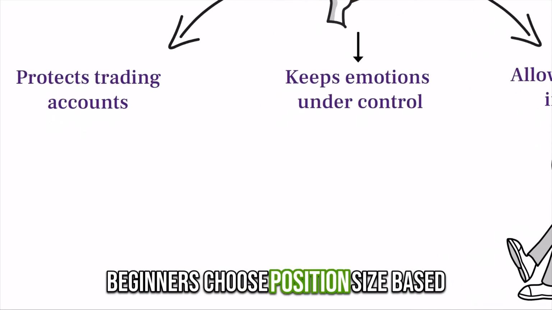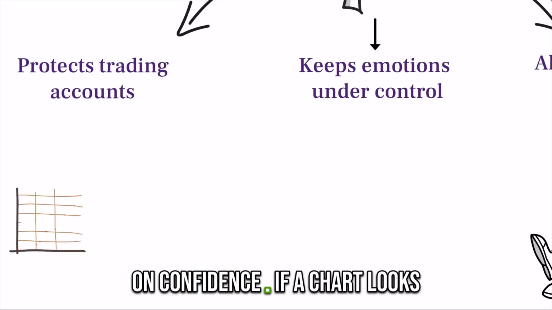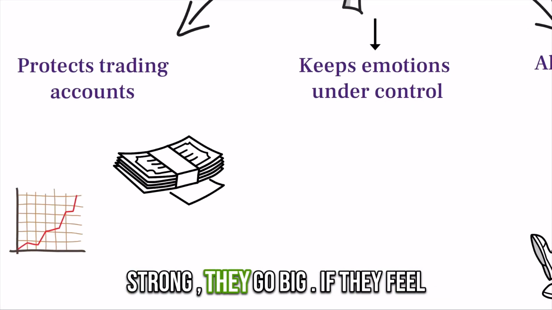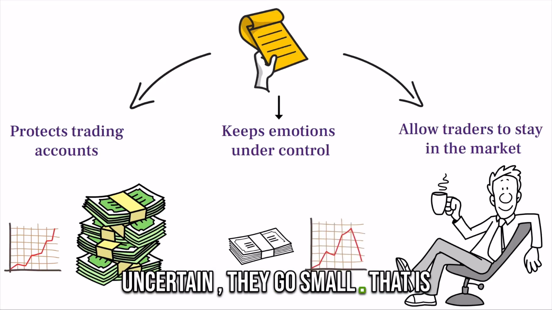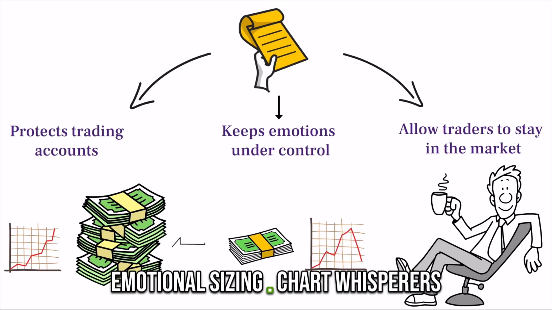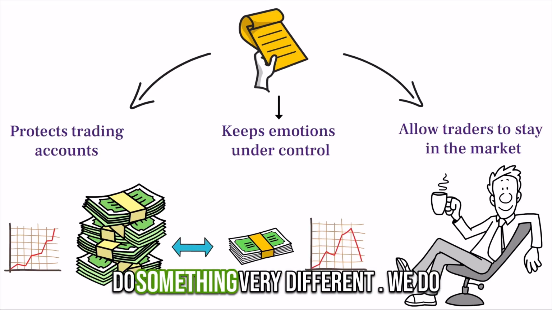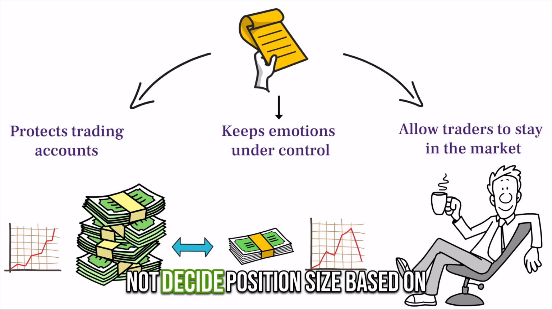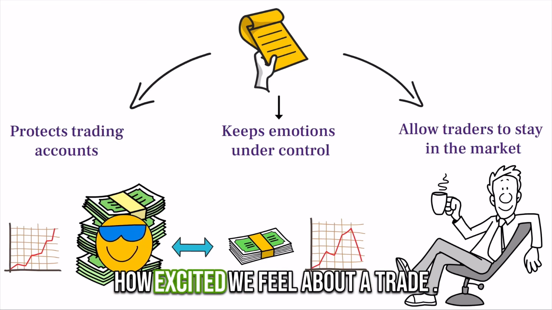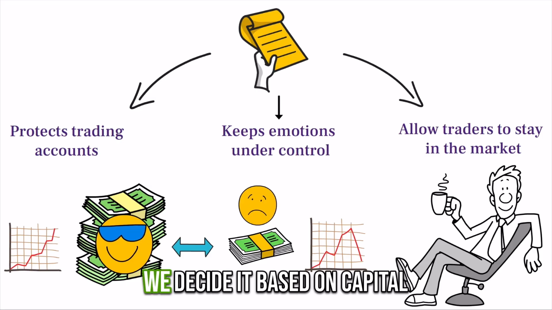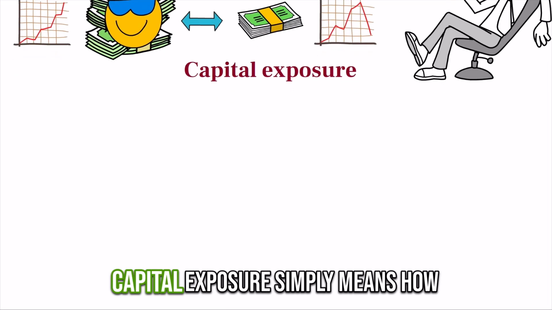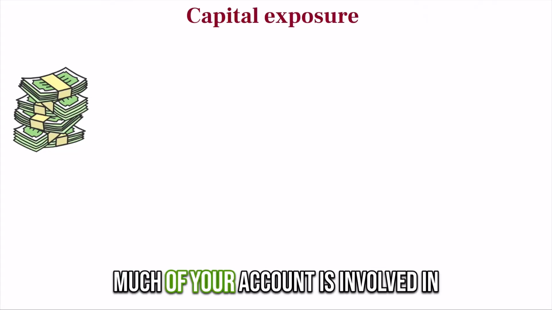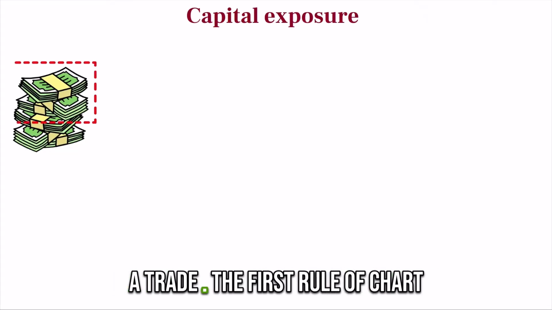Many beginners choose position size based on confidence. If a chart looks strong, they go big. If they feel uncertain, they go small. That is emotional sizing. Chart whisperers do something very different. We do not decide position size based on how excited we feel about a trade. We decide it based on capital exposure. Capital exposure simply means how much of your account is involved in a trade.